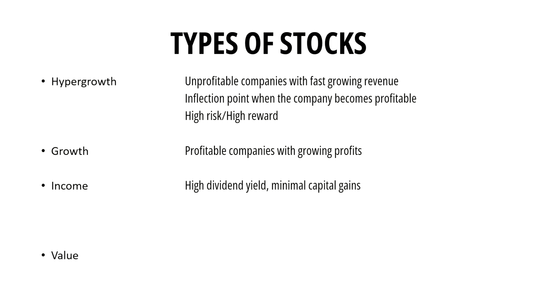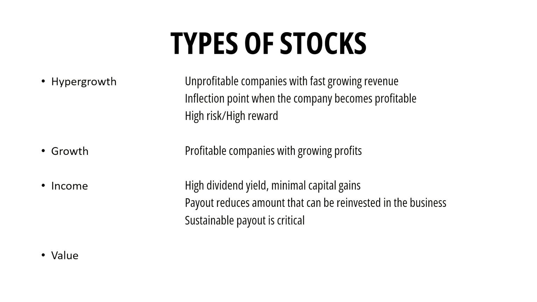Income plays are usually high dividend stocks, but these companies usually have minimal capital gains for a simple reason: a high dividend payout reduces the amount that can be reinvested in the business. And this is usually very important for most businesses that are trying to grow fast. The most important thing about an income stock is that the payout must be sustainable. If the payout is not sustainable, then not only will you lose your dividend yield, if the company starts losing money, the stock value will drop as well.